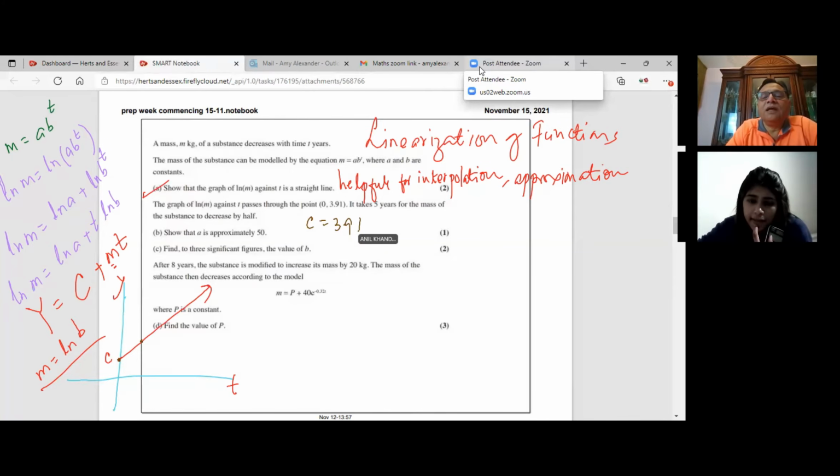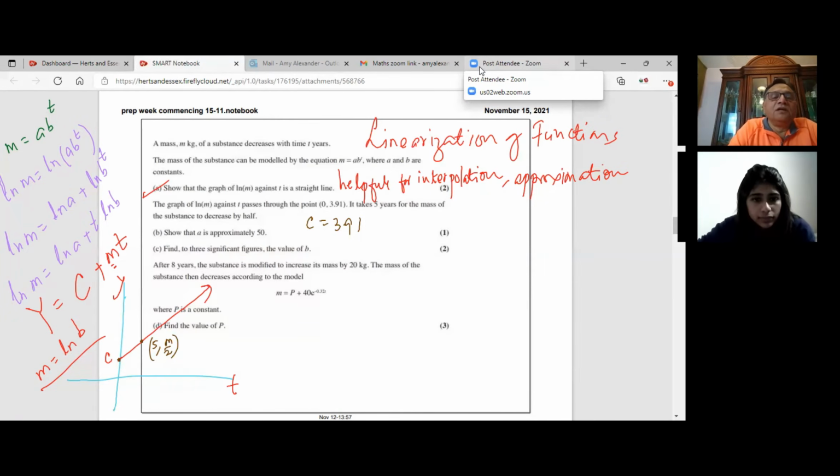It takes 5 years for the mass of the substance to decrease by half. So if I have another point here, at time 5 years, then the mass becomes m by 2. Is that okay?